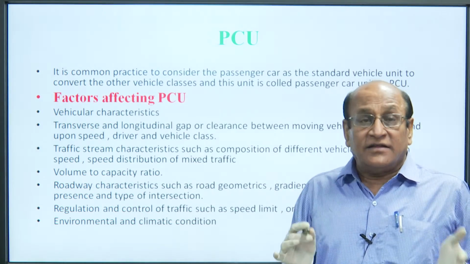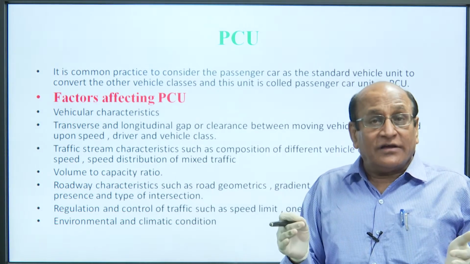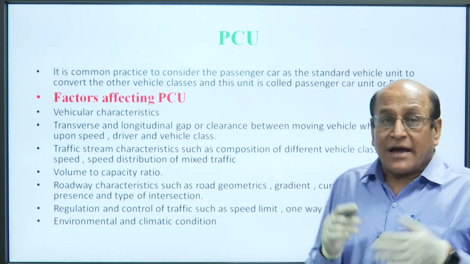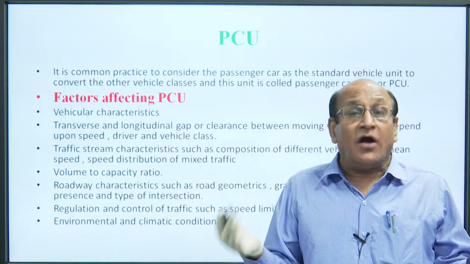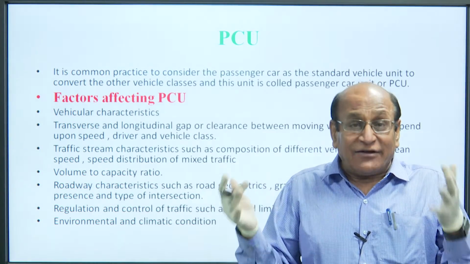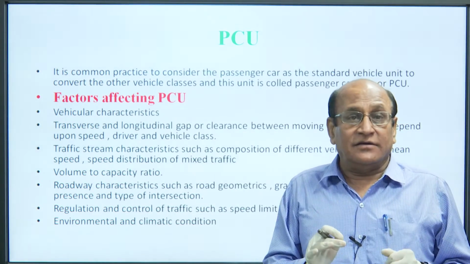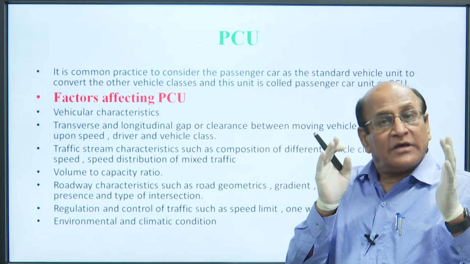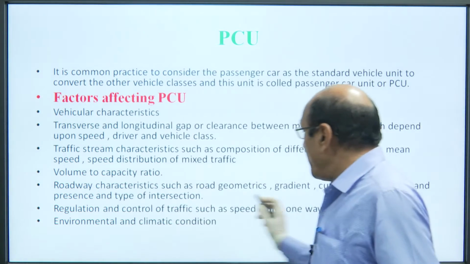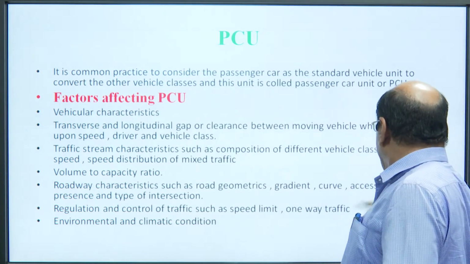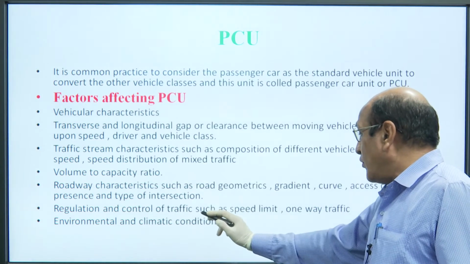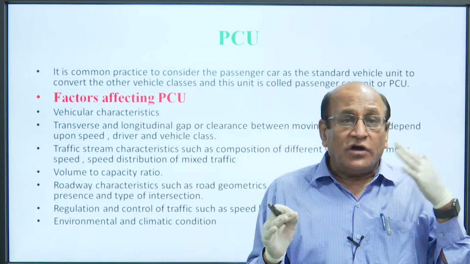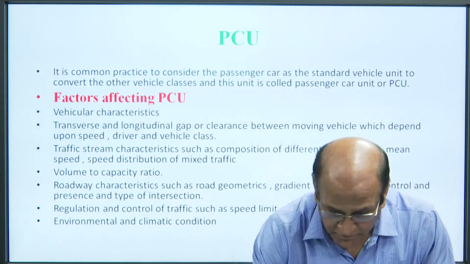Volume means the number of vehicles crossing a section of the road. Capacity is the maximum number of vehicles that could be accommodated in a unit length of the road. Roadway characteristics such as road geometry, gradient, curves, access control, regulation and control of traffic such as speed, one-way traffic, and environmental climatic conditions. So, these are the factors which affect the PCU.